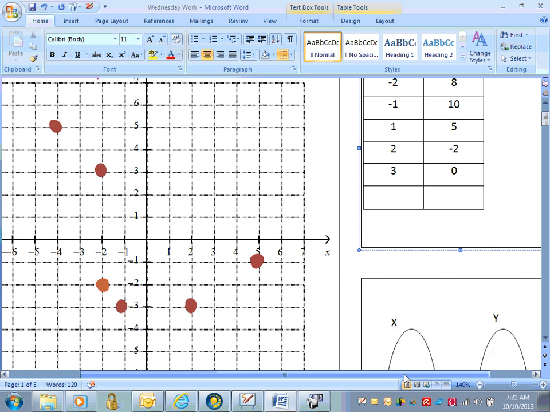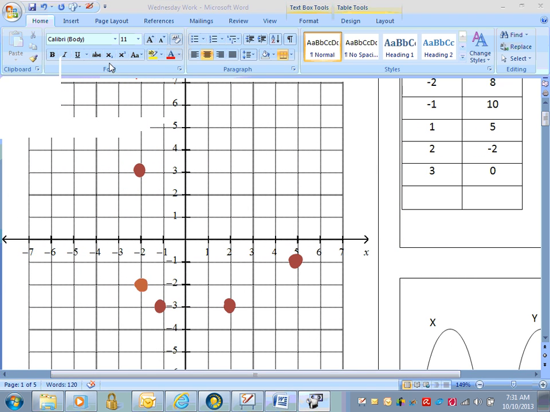This is now a graph. I look at this and I say, okay, on this x value of -4, there's only one dot. Okay, that means that -4 only has 5 as a y value. In here, -2 has a 3 and it also has a -2.